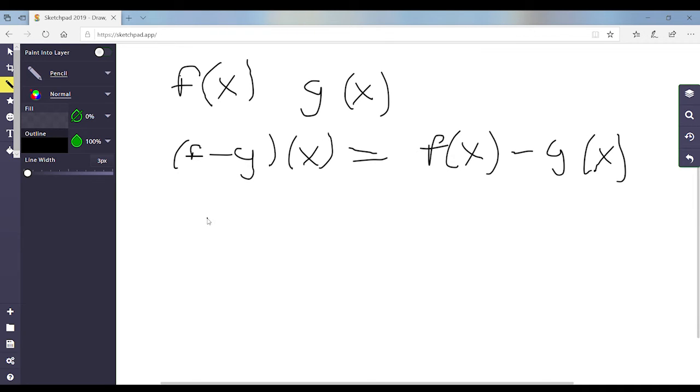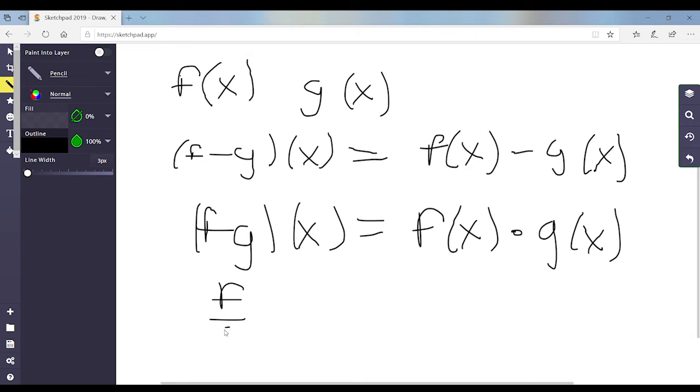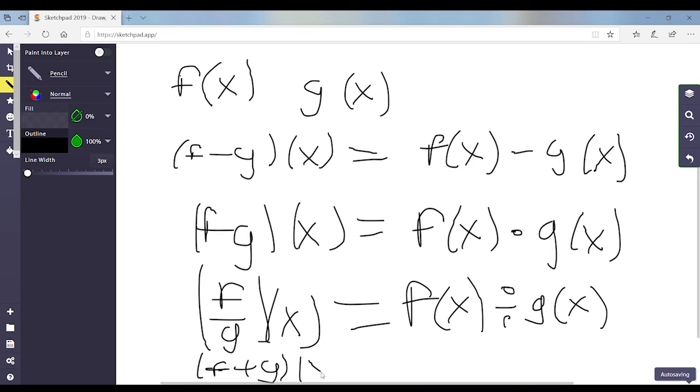And similarly, when you multiply f times g of x, it equals f of x times g of x, and then we also have f divided by g of x equals f of x divided by g of x, and so on with the addition. So f plus g of x equals f of x plus g of x, like so. Okay, so it makes sense, right?